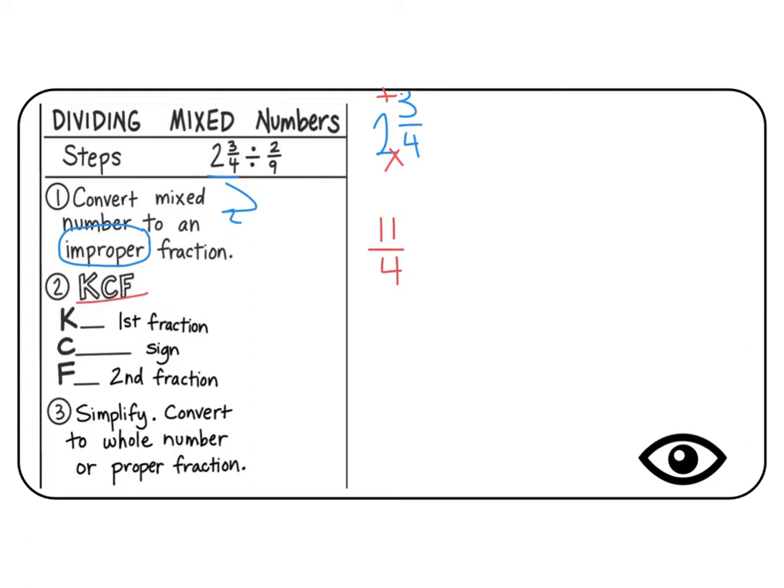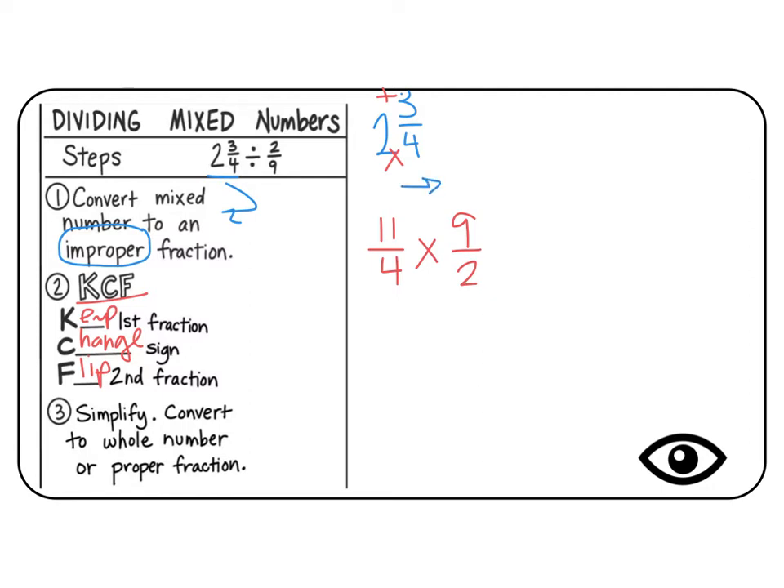Then here's our steps. Guess what? We're going to keep, change, and flip it upside down. So we're going to change and flip, then multiply and simplify. Remember, if we get to the end and we have an improper fraction, we're going to have to make it back into a mixed number.